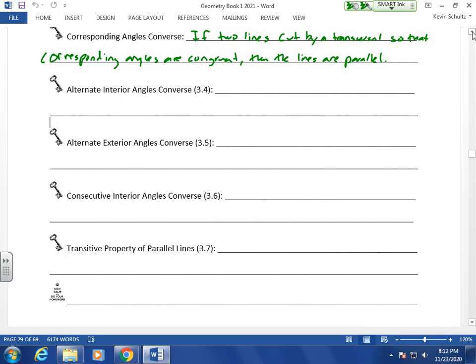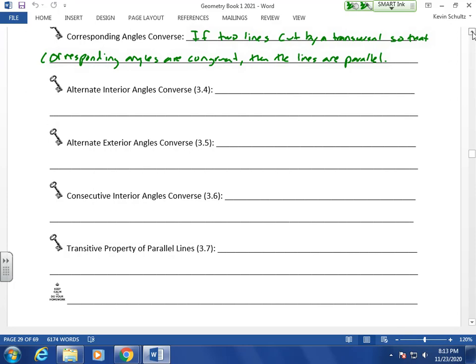Okay, so again, it's exactly the opposite position, the converse of the theorem or the postulate that we wrote up above. This time we have the corresponding angles congruent, therefore we can conclude the lines are parallel.